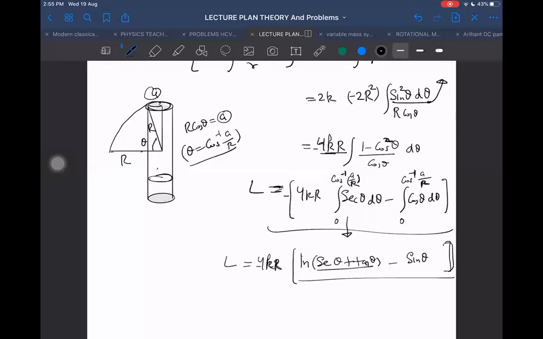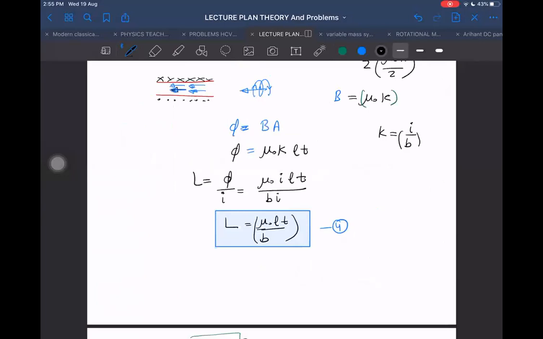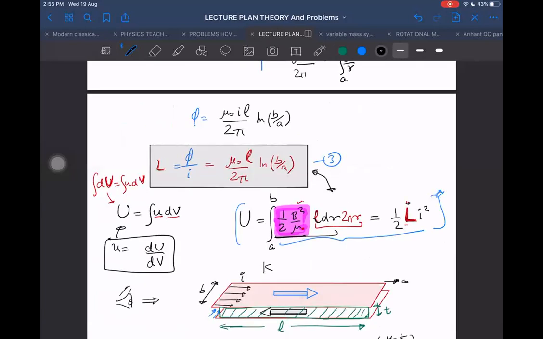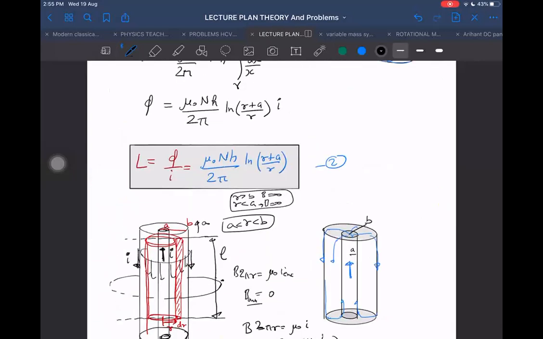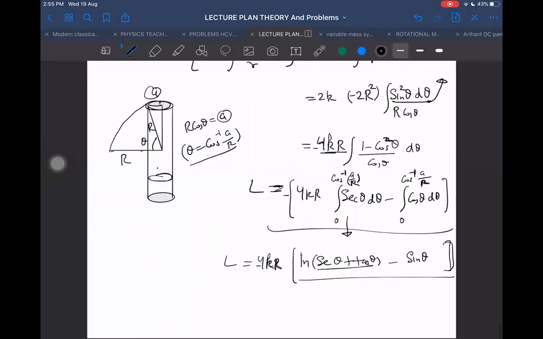Sin theta. Now you put the limits. I'm leaving it for you after that, and take it magnitude wise. One thing you notice, L will always be positive, that you already know. And other than that, it does not depend on I. It will depend only on the dimensions, like mu naught into l upon 2 pi into log of b by a, and the number of turns. It depends on the dimensions, the number of turns, etc. But it does not depend on current and the flux. It is independent of those quantities.